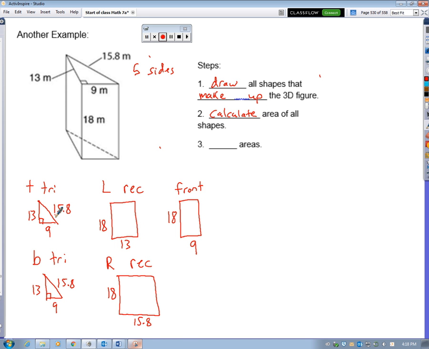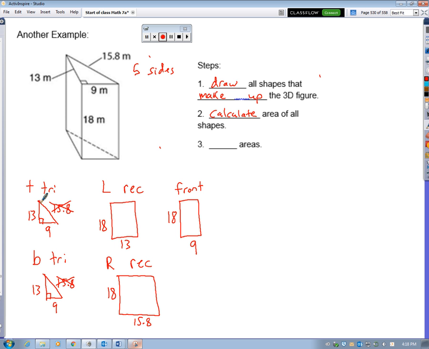Alright, so we're just going to go through here and calculate this. Triangles, remember with the triangle we have to multiply the base times the height and then divide by 2. And we look for the right angle to tell us the base and the height. So we're going to use this number and this number. Okay, this 15.8 has nothing to do with the area. We're not going to use that at all. We're just going to need these 2 numbers for our formula. So let's go ahead and calculate that.